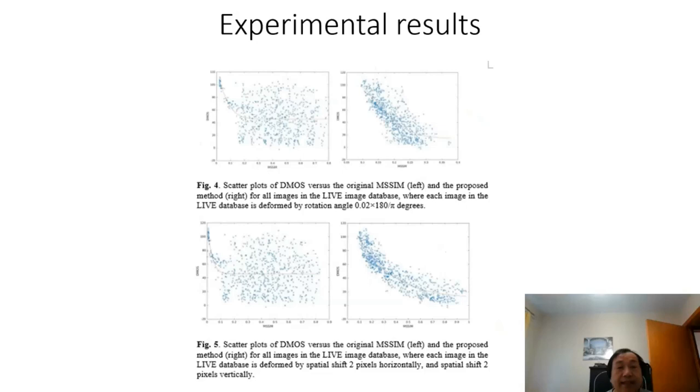You can also see that our method is better than the standard method. In the standard method, the points are scattered everywhere. However, for our new method, the points are closely aligned to the diagonal line. It's very compact. So our method is much better than the existing method.